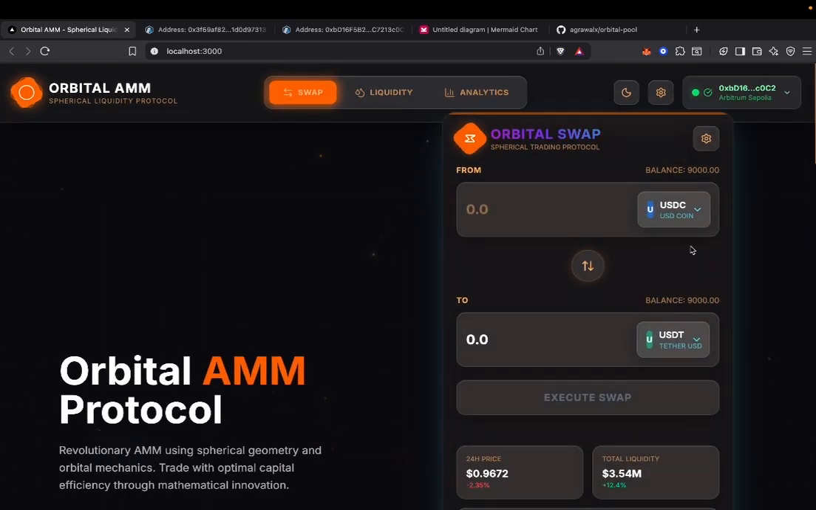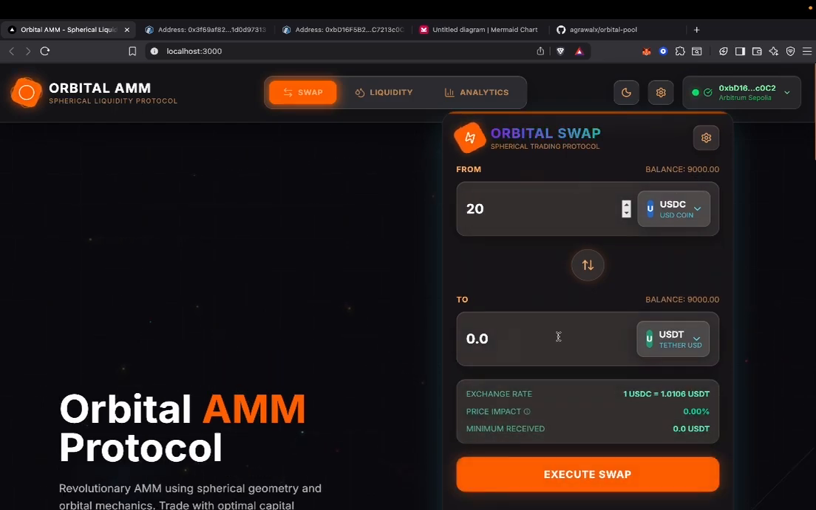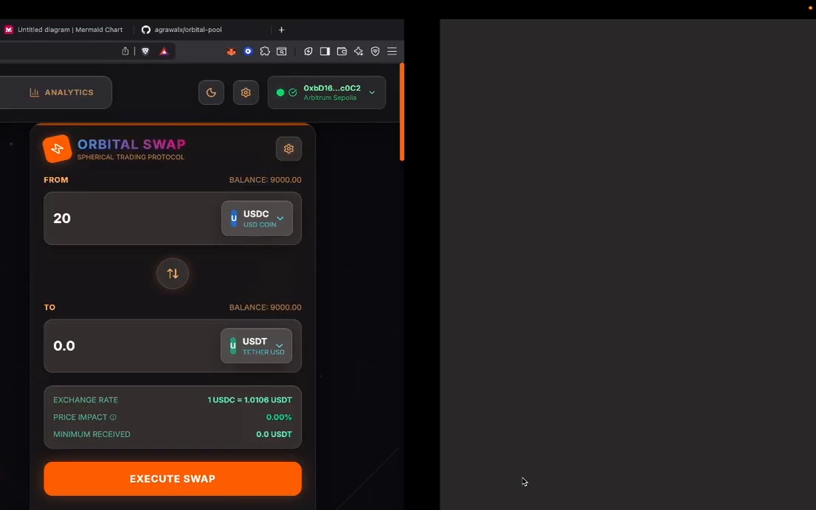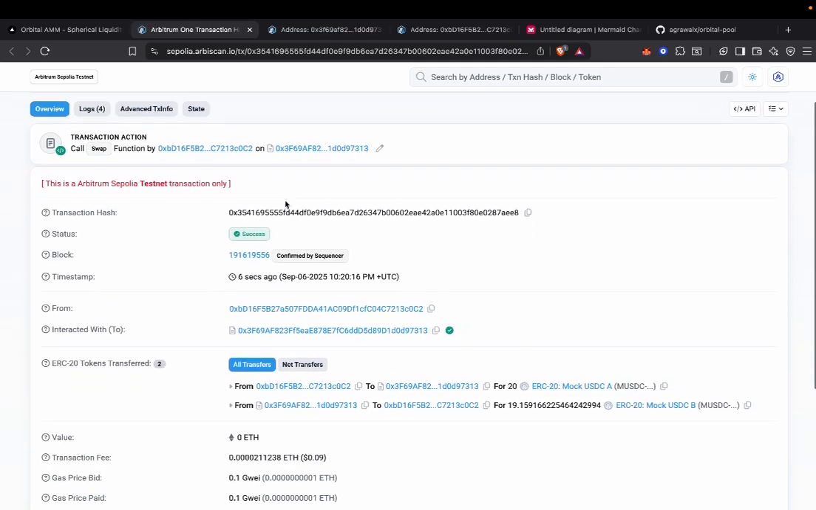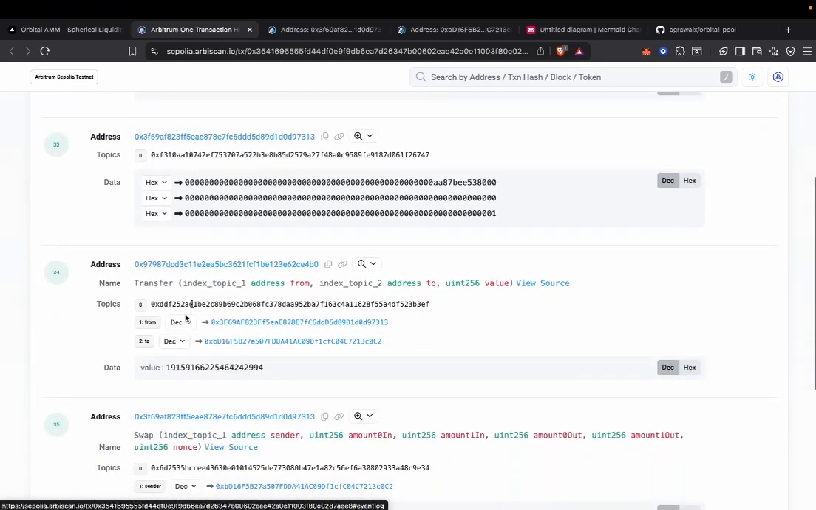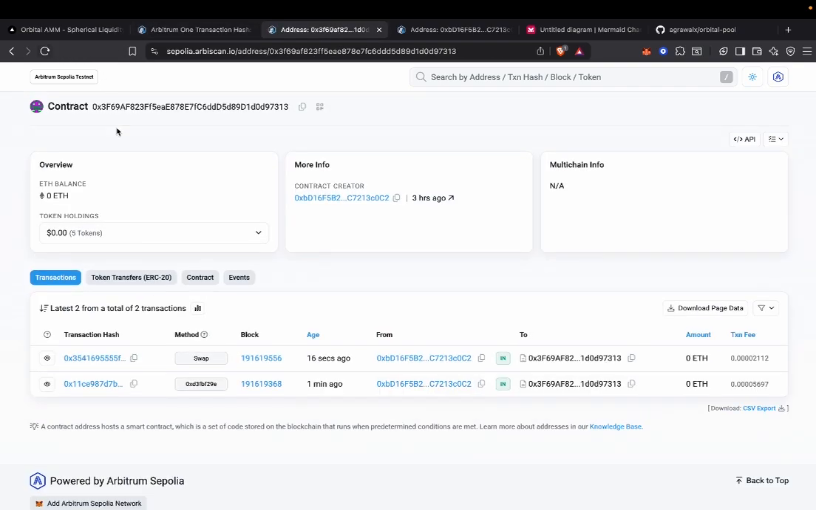We'll be swapping USDC to USDT. You can choose any of those coins, and we can see the earlier balance was 10,000, and now it's 9,000. So let's swap 20 stablecoins. Let's execute the swap, sign the transaction, and yeah, the swap is successful. So let's see this transaction on Arbitrum, and yes, we can see that we were able to swap 19.15 stablecoins. That is a pretty good amount for the amount of liquidity we have provided, and we're getting very good return rates, basically 95% efficiency.